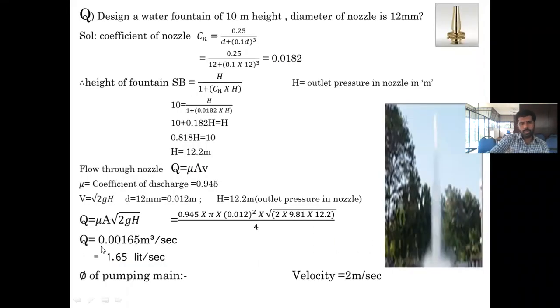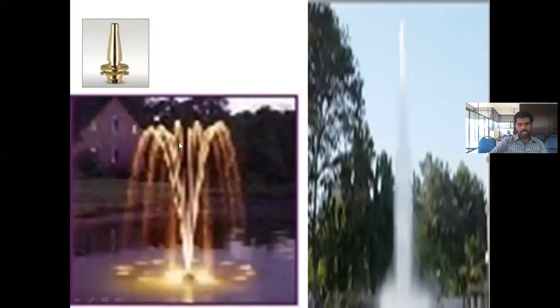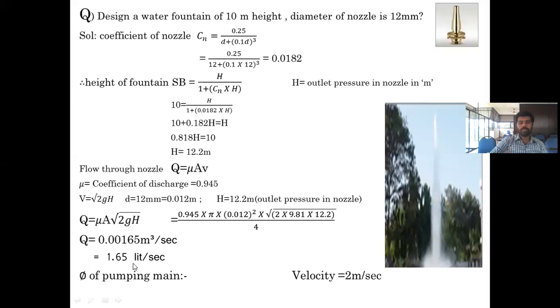So you'll be getting 0.00165 meter cube per second. You know that 1 meter cube is equal to 1000 liters, so you can write it as 1.65 liter per second. So that is the flow. You got the flow through the nozzle as 1.65 liter per second. In 1 second, 1.65 liter is flowing through it. So by using this formula.